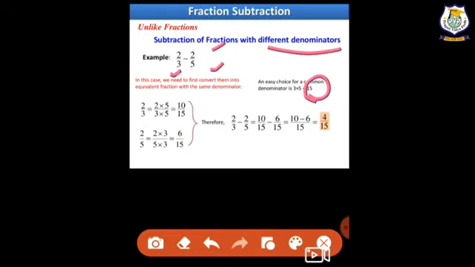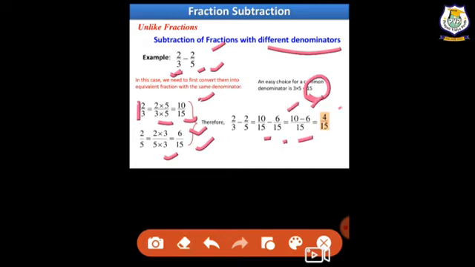So 2 by 3 is given, so we will have to multiply 3 by 5. So we are getting 15 and in numerator 10. Then again 2 by 5 is there. We will have to multiply it by 3. So we are getting 15 and in numerator 6. Now 10 upon 15 minus 6 upon 15. 15 is written a single time and 10 minus 6. So answer is 4 upon 15.